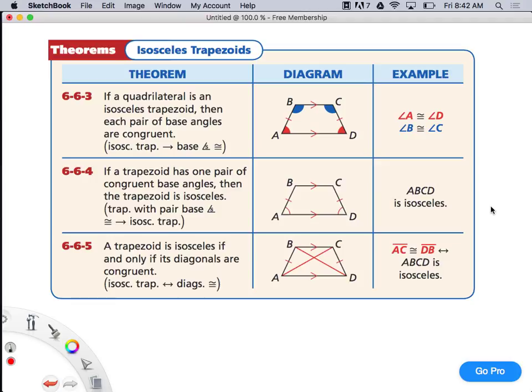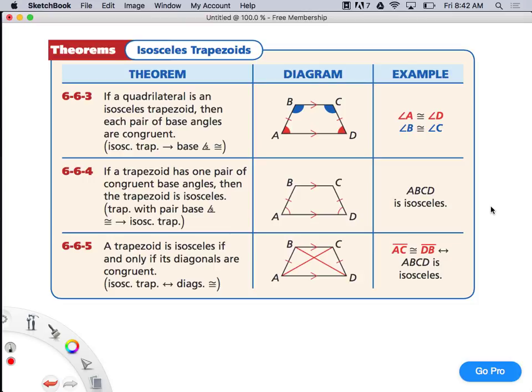Wait, so for the first one, angle B and angle C have to equal 180? No, they're congruent. They're the same measure. And then angle B and angle A would have... It doesn't say that here. I don't know why, but that's true.